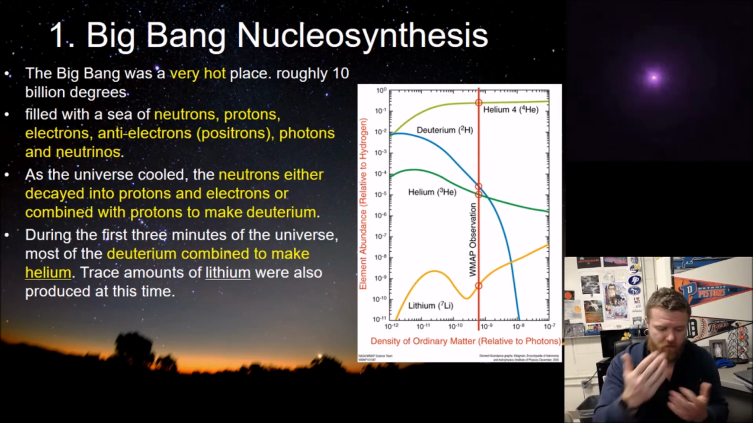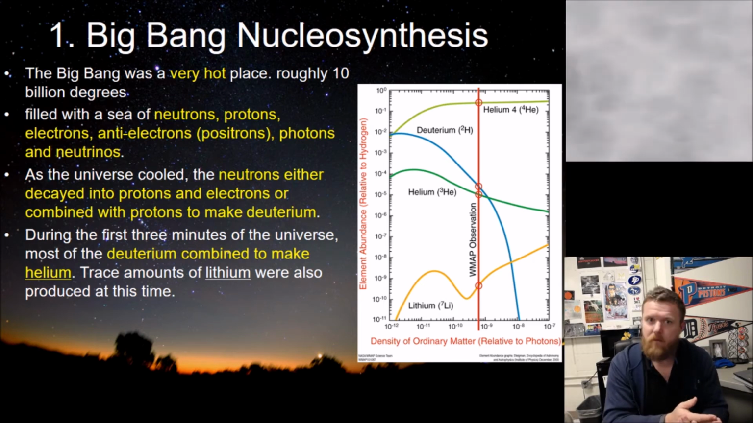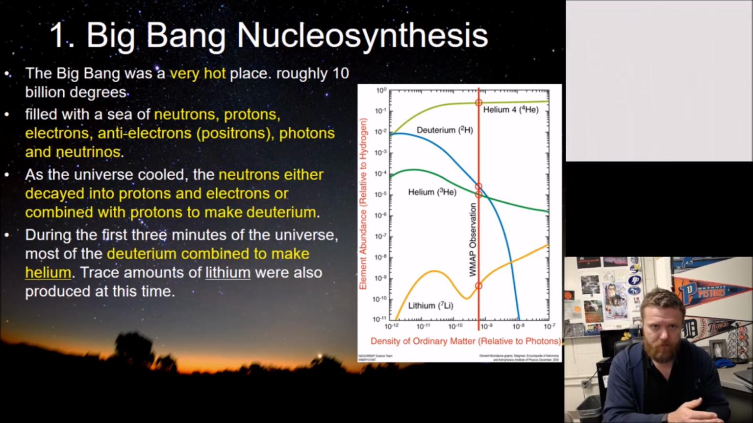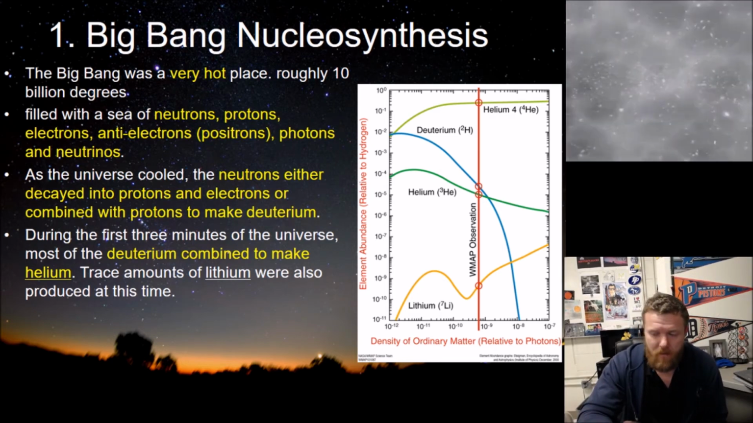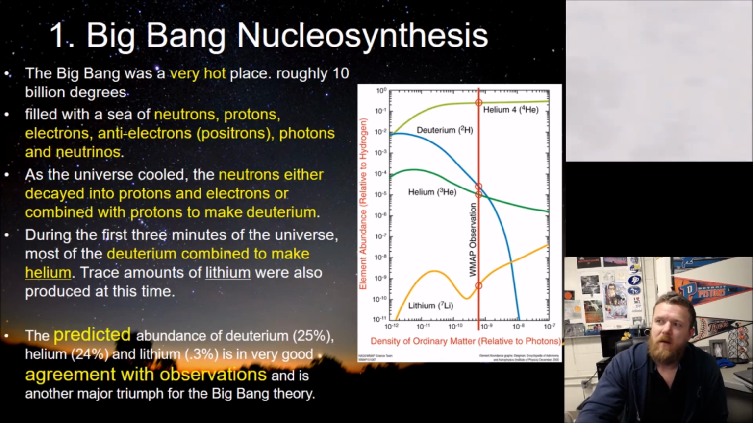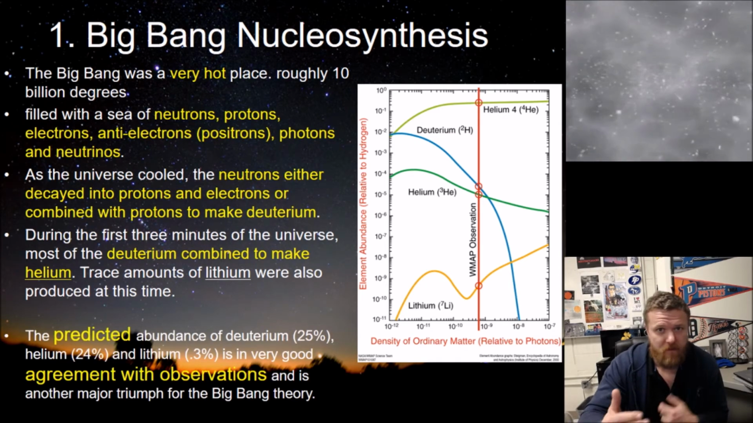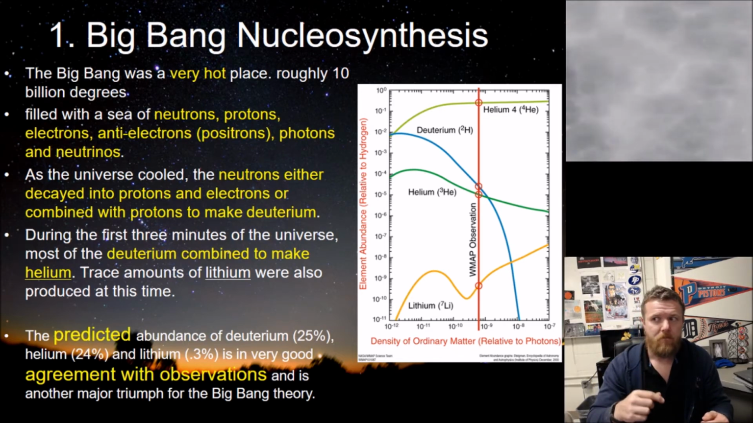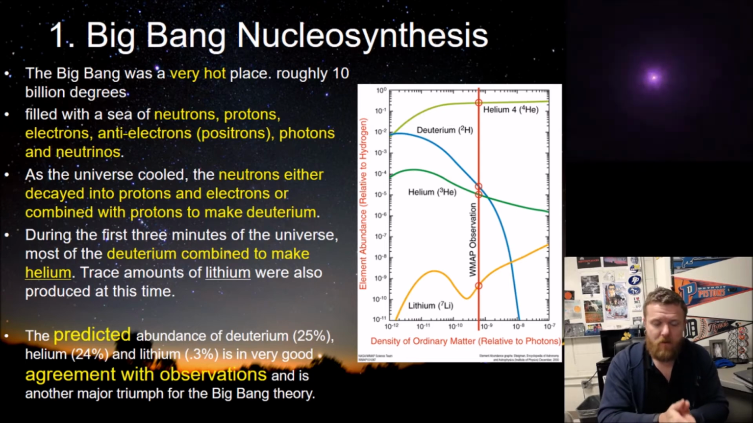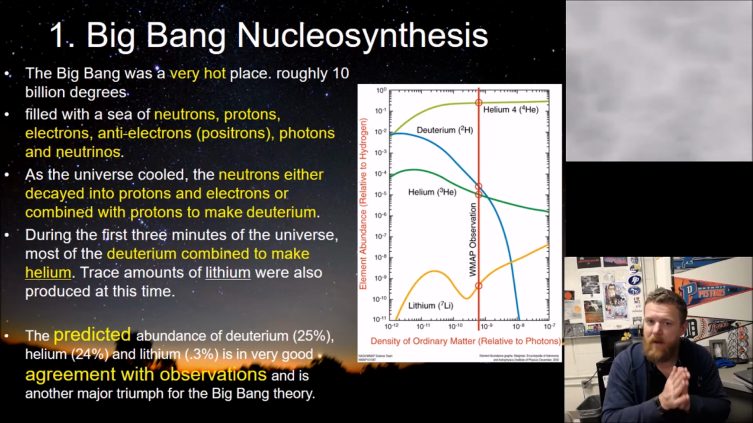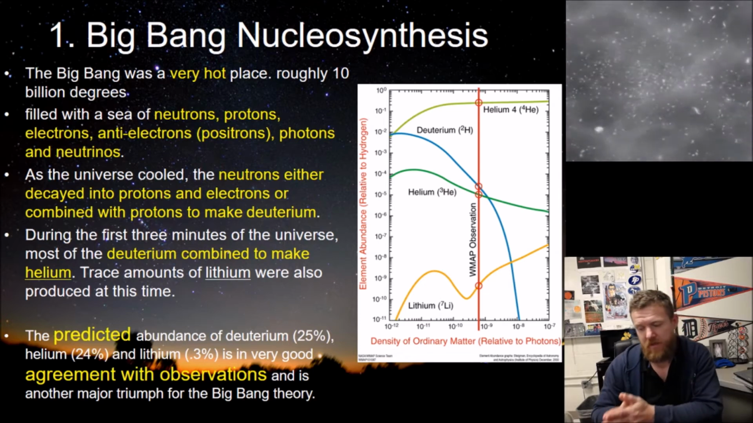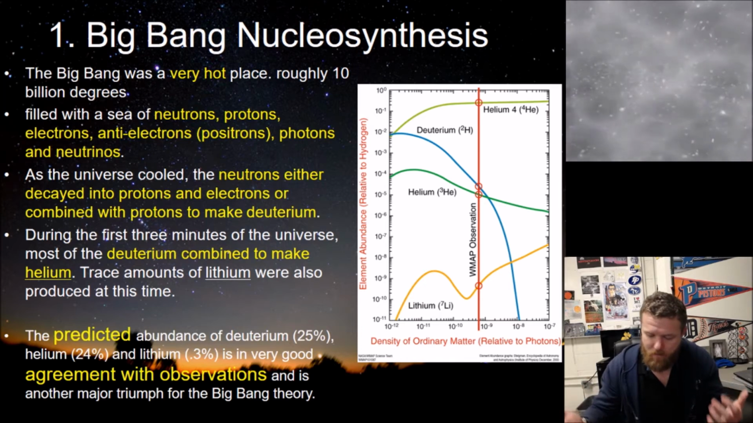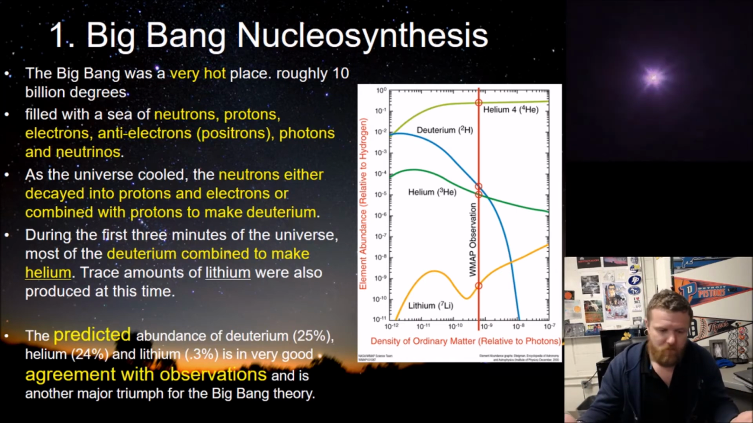So we know that there should be some regular, just protons floating around, hydrogen atoms. There should be some deuterium, and there should be some helium. And what we calculate is exactly what we find. About 25% of the elements that we find should be deuterium, about 25% should be helium, and a very tiny amount should be lithium. We find exactly that. So our mathematical models of how nuclear physics works matches what would happen if the Big Bang happened. So we weren't there, but our math tells us that that happened.